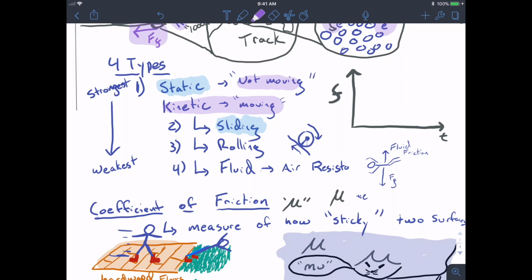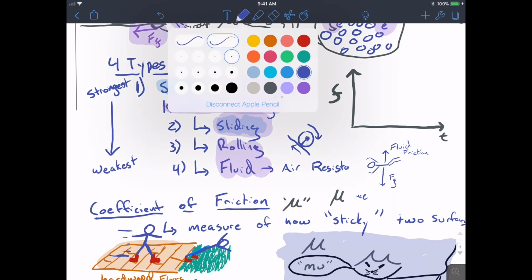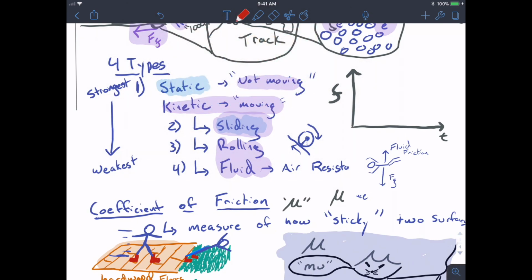Now, kinetic can be broken down into subcategories of sliding, rolling, and fluid. Rolling and fluid are ones that we aren't going to focus too much on in this class other than realizing that they exist. We are going to be spending most of our time and focusing on sliding friction when it comes to kinetic.